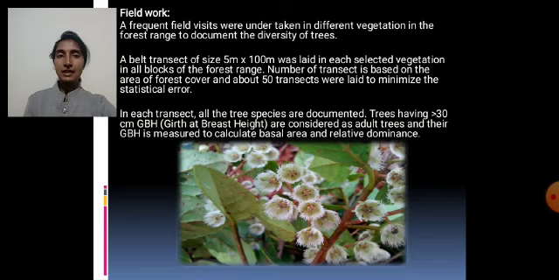In each transect, all the tree species were documented. Trees having more than or equal to 30 cm GBH were considered as adult trees and their GBH was measured to calculate basal area and relative dominance.